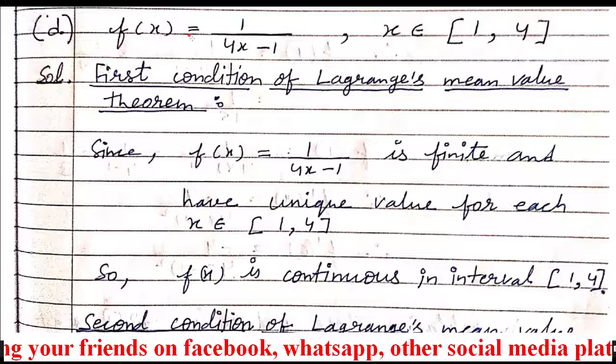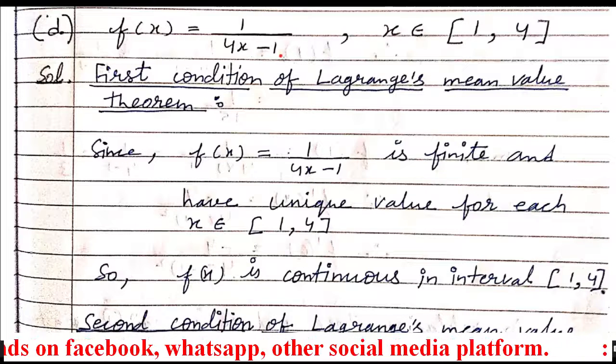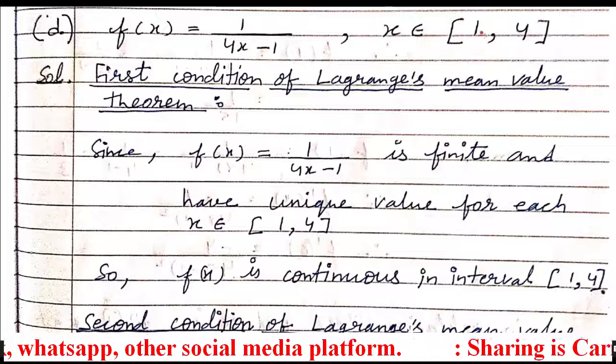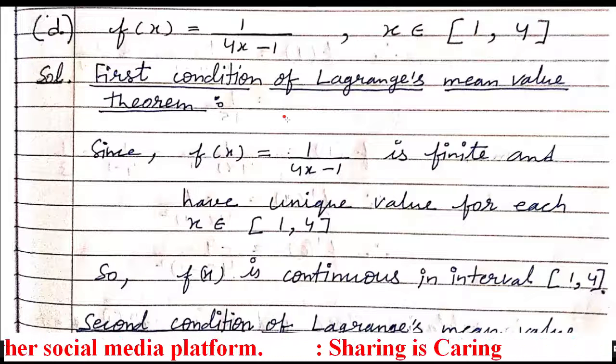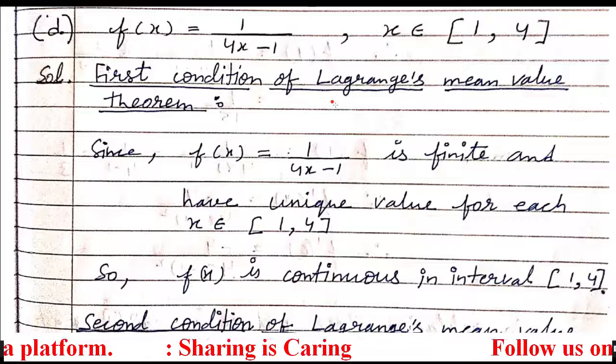So here the given function is f(x) is equal to 1 upon 4x minus 1, where x belongs to the closed interval 1 to 4. So students, we are going to verify the Lagrange's mean value theorem.